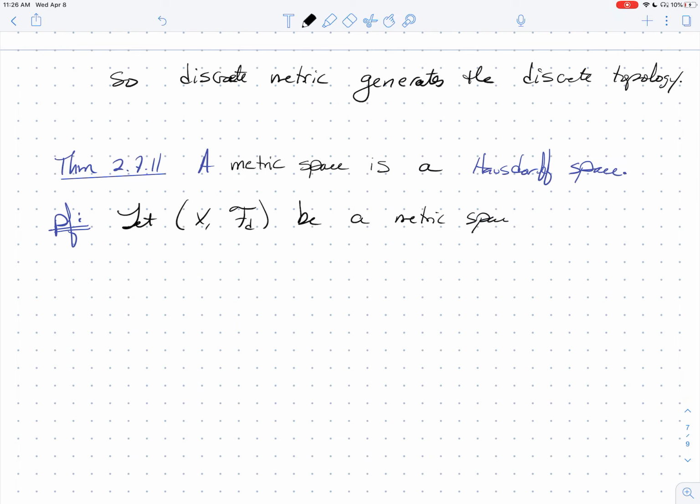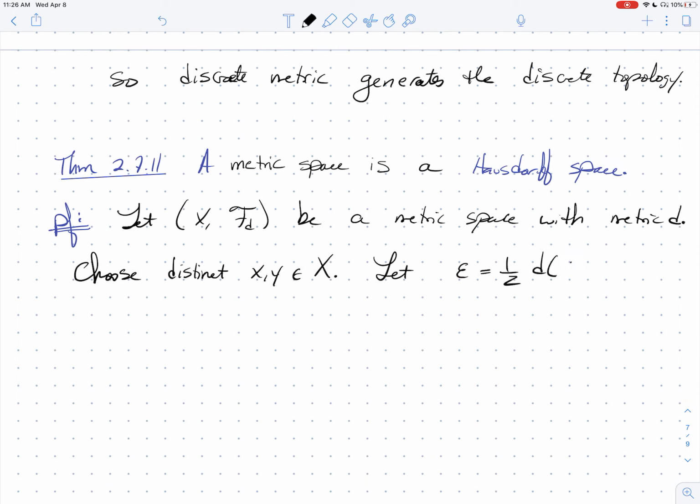All right, and then I should probably indicate with my metric D, metric D. And I'm going to choose distinct X and Y in X. So I'm picking two distinct points, X, Y, in X. And I'm going to let epsilon be 1/2 times the distance between X and Y. And by the way, I should point out that epsilon is bigger than 0.